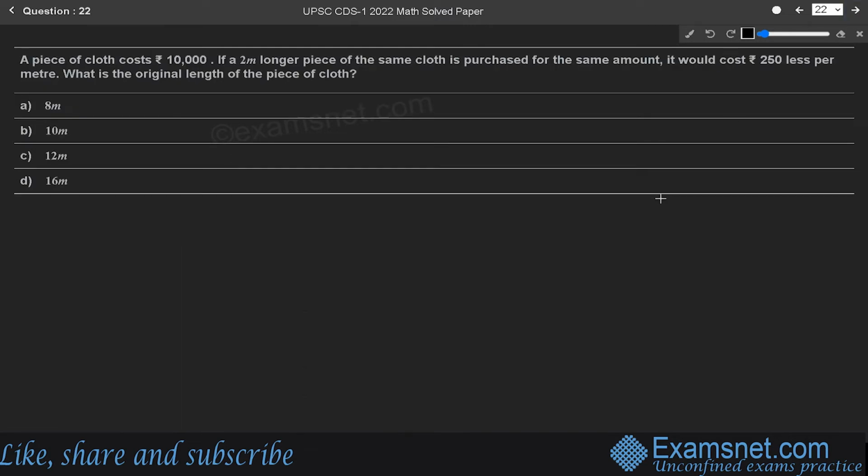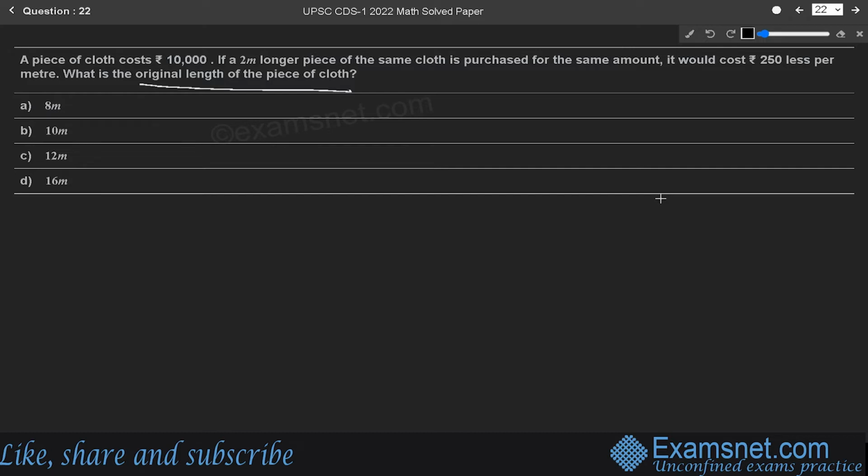Next question is, a piece of cloth costs 10,000 rupees. If a 2-meter longer piece of the same cloth is purchased for the same amount, it would cost rupees 250 less per meter. What is the original length of the piece of the cloth? See, in this question we have to find the original length of the piece of the cloth.